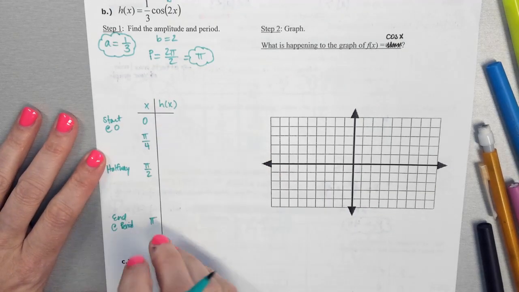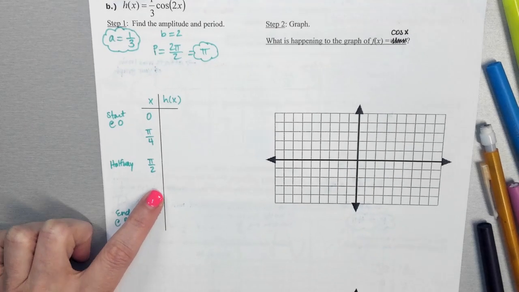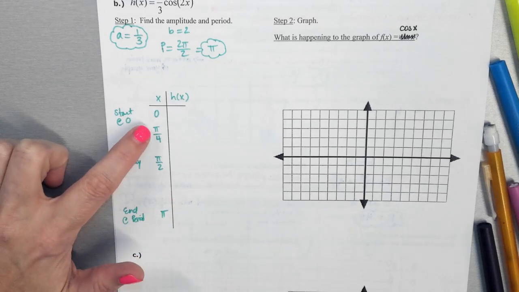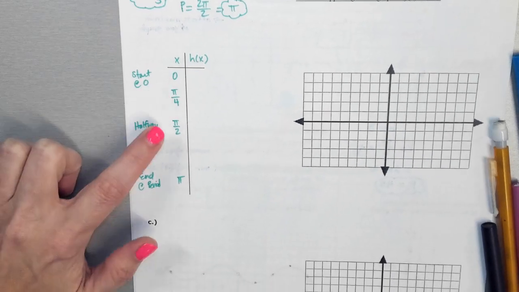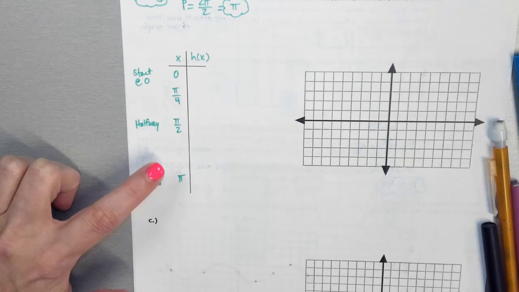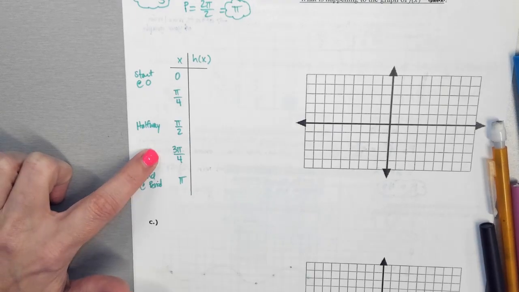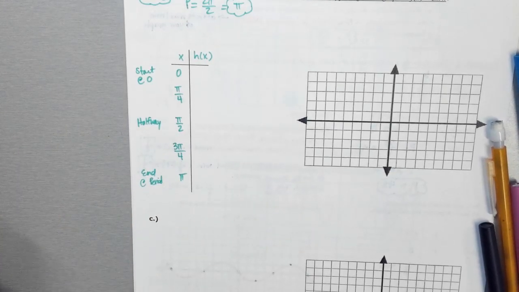Okay, now for this one, were you guys able to find that? It's 3 pi over 4 because we're just counting by pi over 4s, okay? So this is 1 pi over 4. This would be 2 pi over 4, and 2/4 is 1/2. Yep, and then this would be 3 pi over 4, or 3/4, right? And then this would be 1. You feeling okay about that?